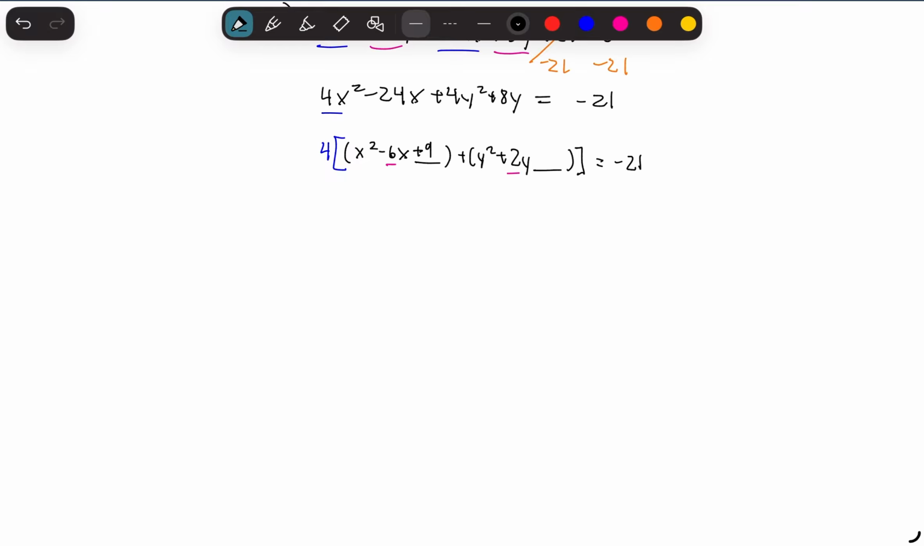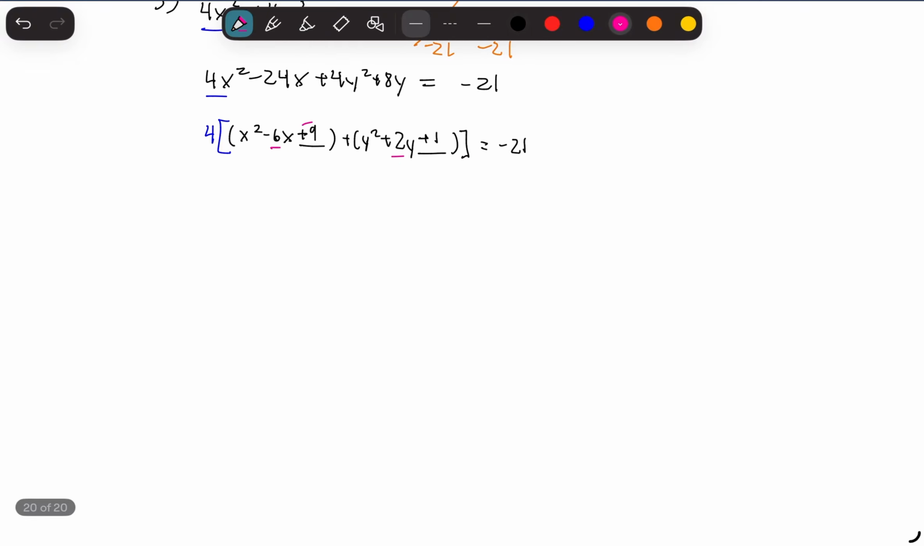This is going to be plus 9. This is going to be plus 1. And because we added 9 and 1, so we added 9 here and we added 1 here, this is going to be 4 times 9 because this is being multiplied by 4. So we not only added 9, but we added 9 times 4. And we add 4 times 1 on this side as well. So this is going to be -21 plus 36 plus 4.